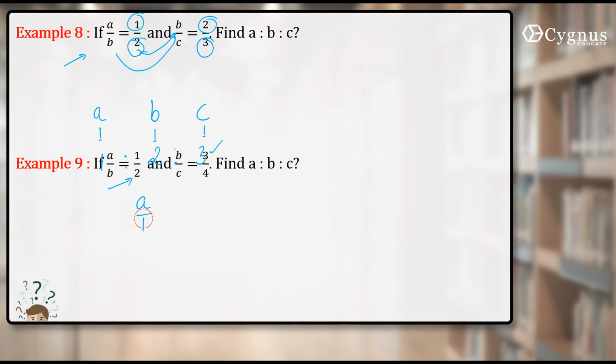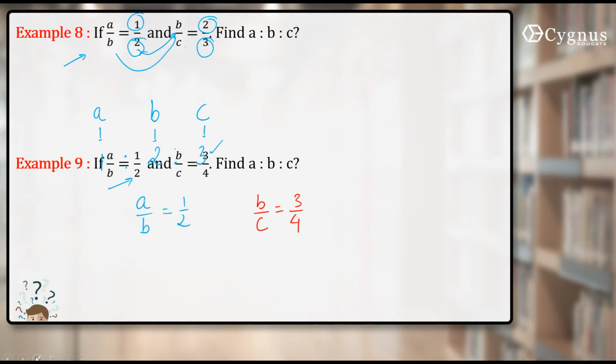Now let's look at this. A by B is given equal to 1 by 2. Yes or no? A by B is given equal to 1 by 2. And B by C is given equal to 3 by 4. You want the combined ratio of A, B, and C.